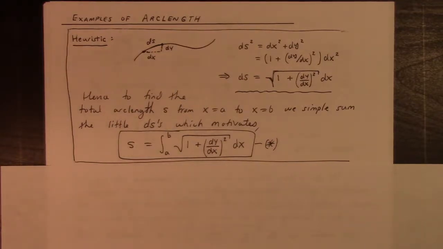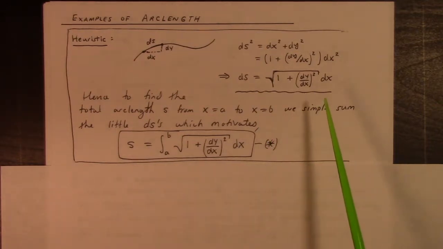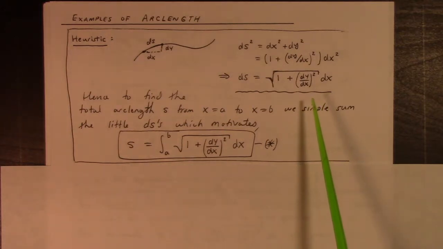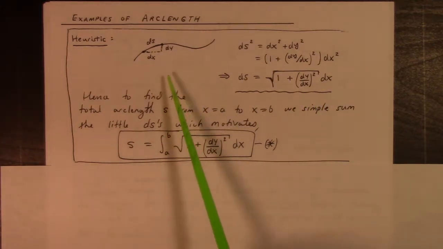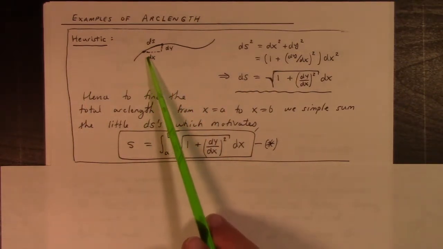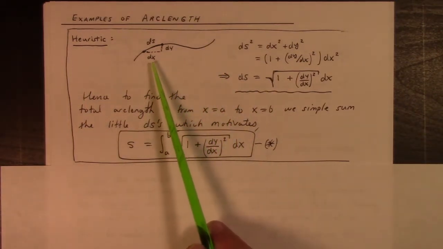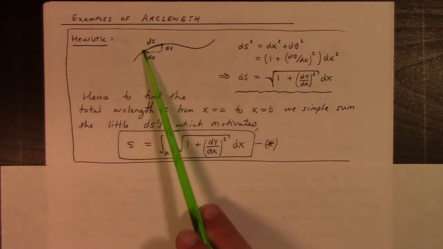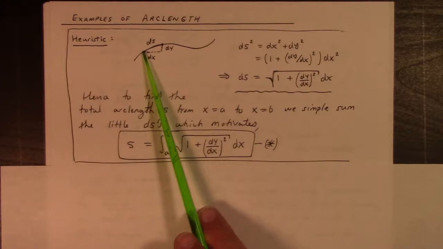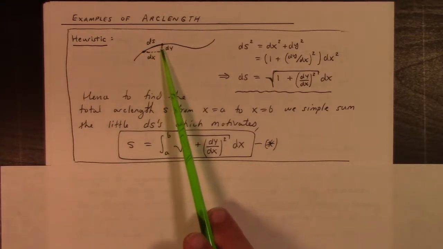So in this video we're going to talk about how to calculate arc length for graphs. A graph is a curve described by y equals f of x. In such a situation, the graph passes the vertical line test, and so a picture like this makes sense. If you look at the little length ds, you can think about it being related to this little dx and this little dy.